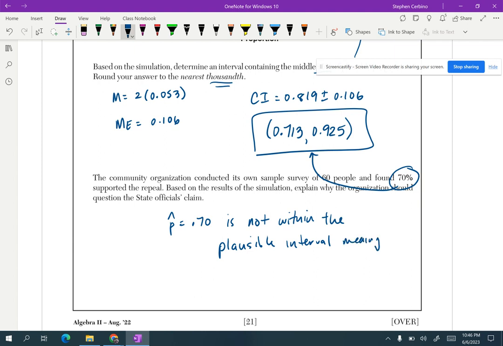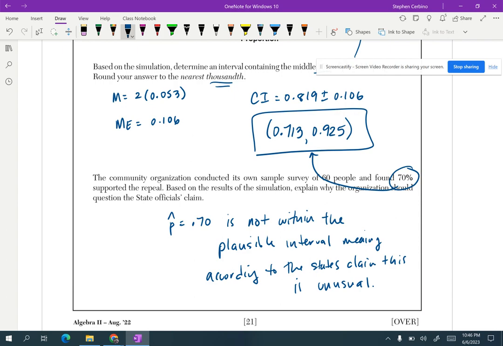Meaning, according to the state's claim, this is unusual. Something along those lines would be good credit for that question.